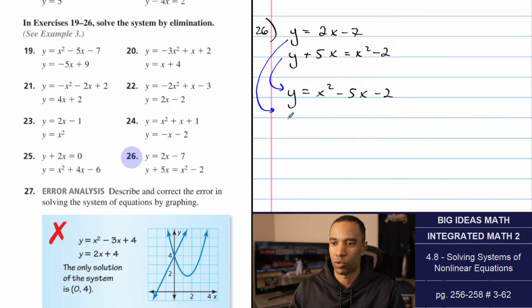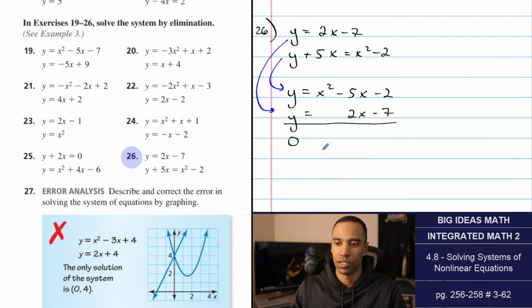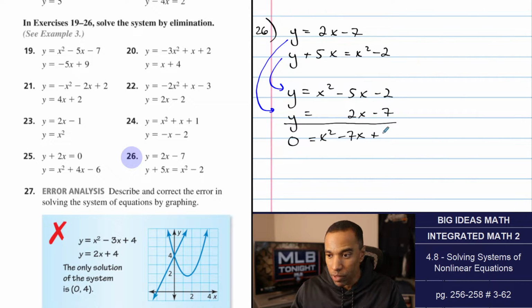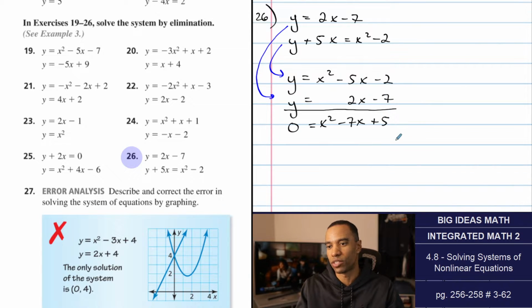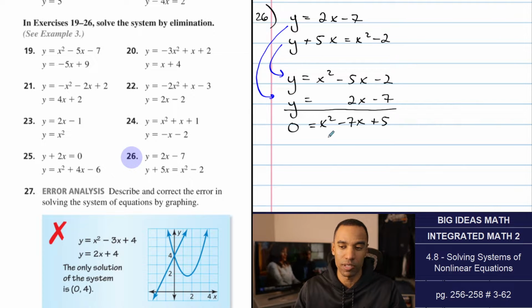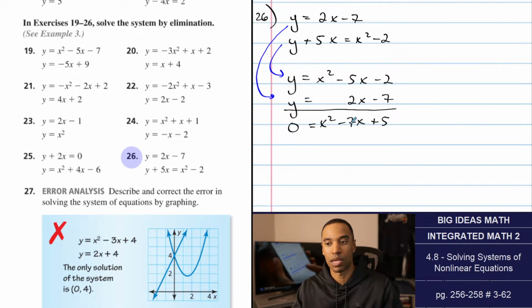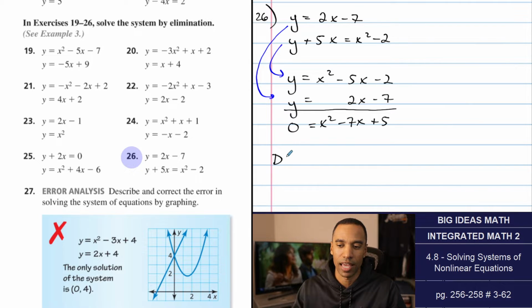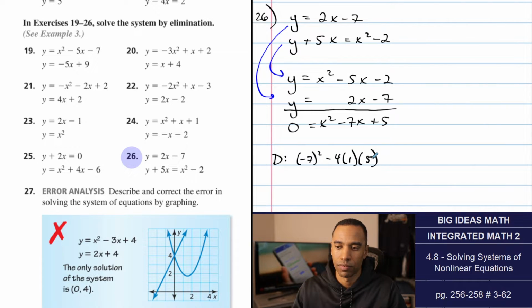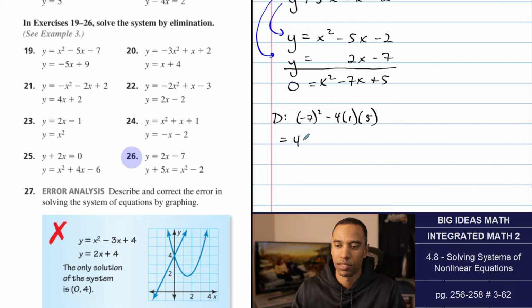And this one is y equals, let's line them properly, 2x minus 7. Through subtraction, we got 0 equals x squared. Negative 5x minus 2x is negative 7x, and negative 2 minus negative 7 is negative 2 plus 7, which is 5. It looks like, once again, that it's not only not factorable, but we're going to be dealing with irrational solutions. This time I will use the quadratic formula, given that that is an odd linear coefficient. We have b squared minus 4ac, which is 49 minus 20, which is 29.